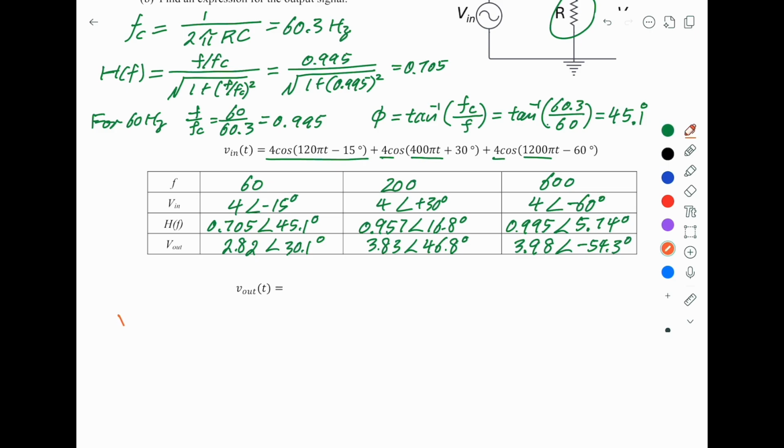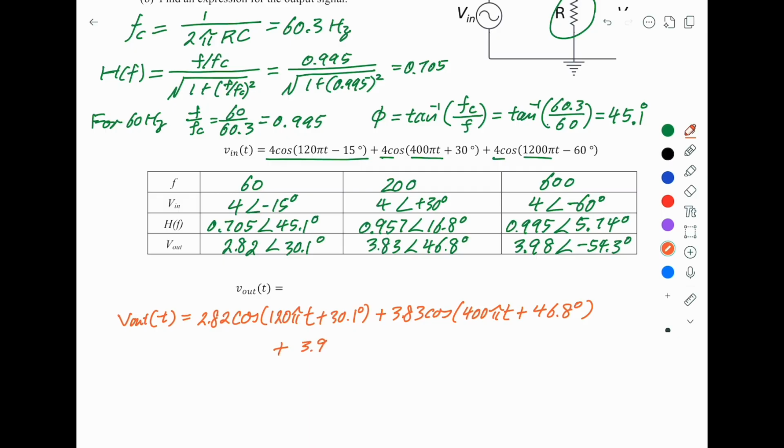So the output signal V out as a function of t, or sometimes we call this the time domain, is equal to 2.82 cosine 120 pi t plus 30.1 degree plus 3.83 cosine 400 pi t plus 46.8 degree plus 3.98 cosine 1200 pi t, and this is minus 54.3 degree.